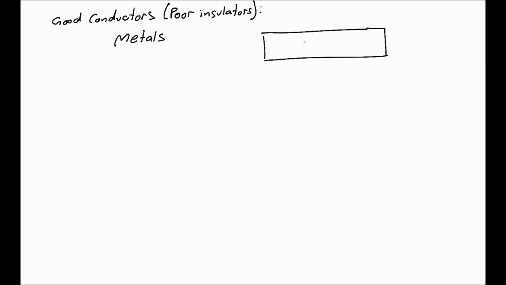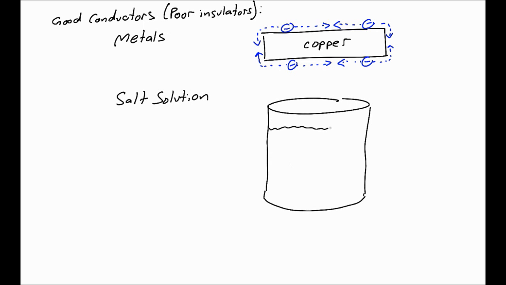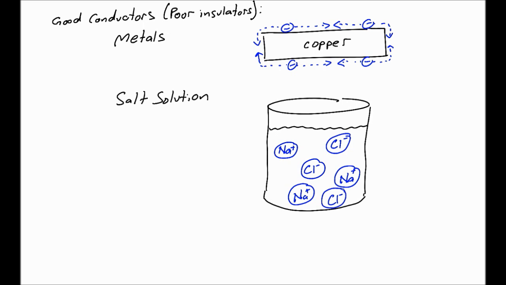Examples of good conductors, or in other words, poor insulators, are metals, such as a piece of copper, where the electrons can flow easily across the copper. And a salt solution is another good conductor. So in the solution, the salt breaks up into positive sodium ions and negative chloride ions. And these ions are free to move around the fluid easily, so it's a good conductor.